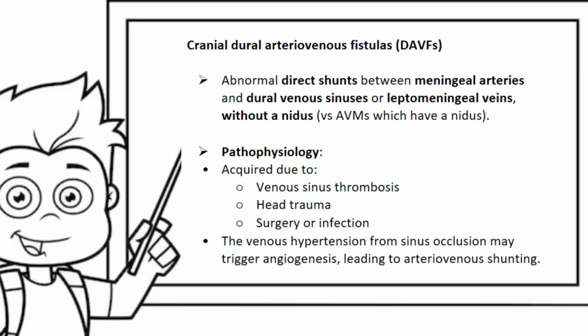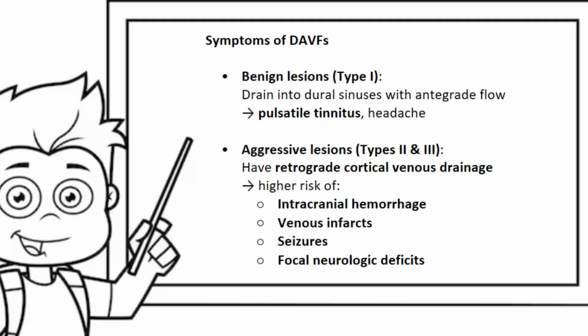They are believed to be acquired, and they are due to venous sinus thrombosis, head trauma, surgery, or infection. The venous hypertension from sinus occlusion may trigger angiogenesis, which leads to arteriovenous shunting. Now, symptoms depend on venous drainage. For benign lesions, which are generally type 1, they drain into dural sinuses with antegrade flow, which causes pulsatile tinnitus and headaches. For the aggressive lesions, which are types 2 and 3, these have retrograde cortical venous drainage, and they have higher risks of intracranial hemorrhage, venous infarct, seizures, and focal neurological deficits.